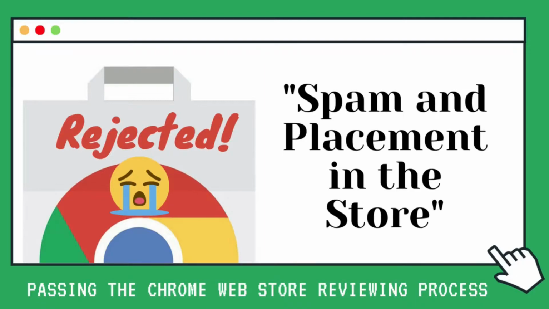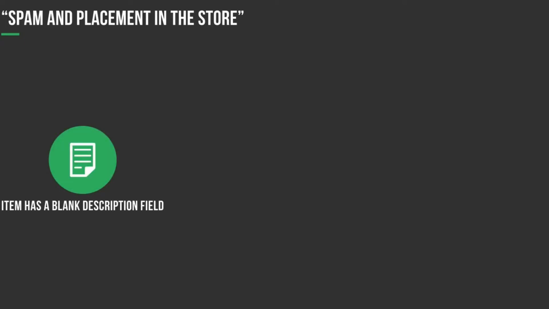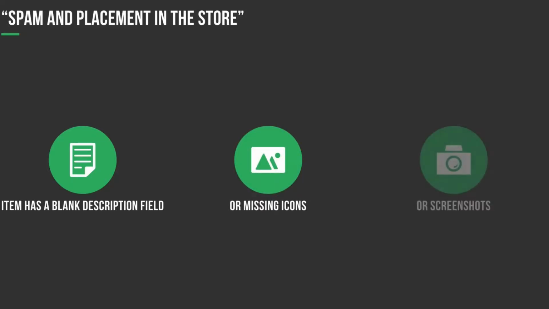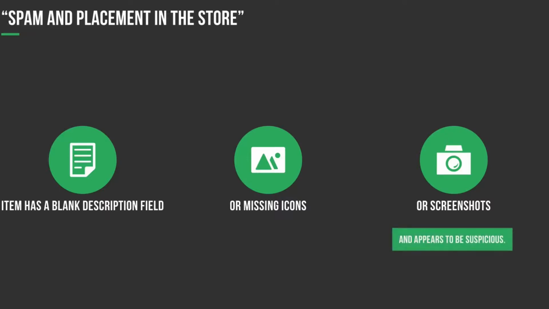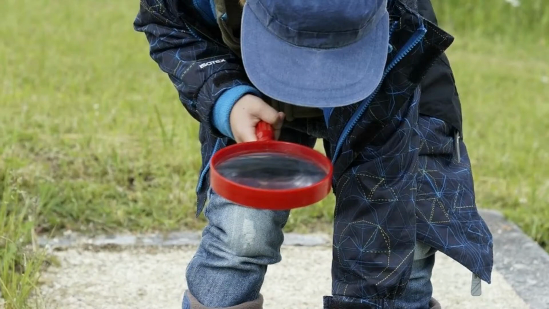And today I'd like to share with you how to fireproof your extension. Today we're looking specifically at the spam and placement in the store. Did you get the following message? Your item has a blank description field, or missing icons, or screenshots. And it just looks suspicious in general. And it has been rejected. But which one? What do you have to change? We're going to have to do a little bit of detective work here, but we will get your extension fireproofed.